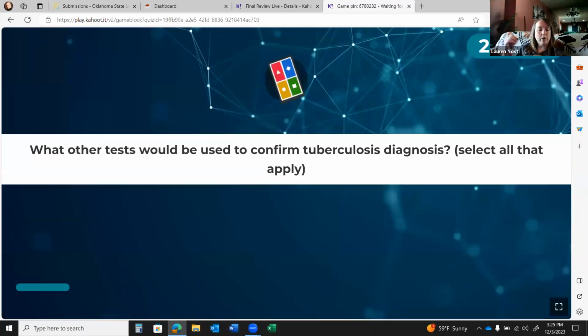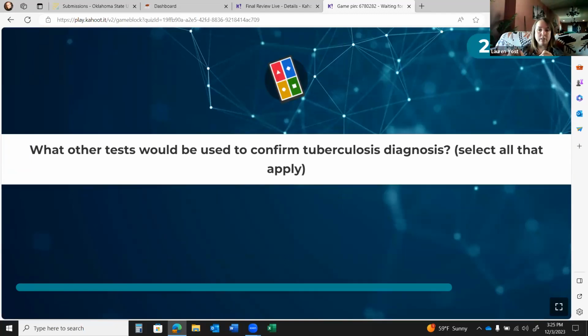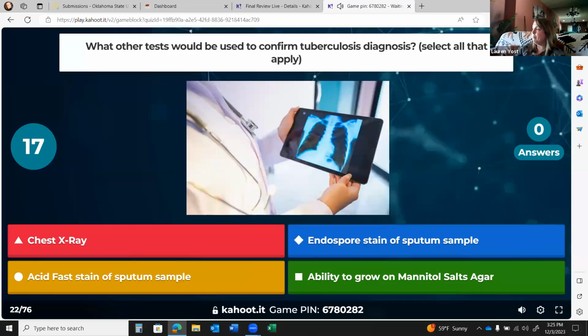All right, you can select more than one on this. What other tests would be used to confirm tuberculosis diagnosis? We kind of talked about this in the review, if you guys were there for it.